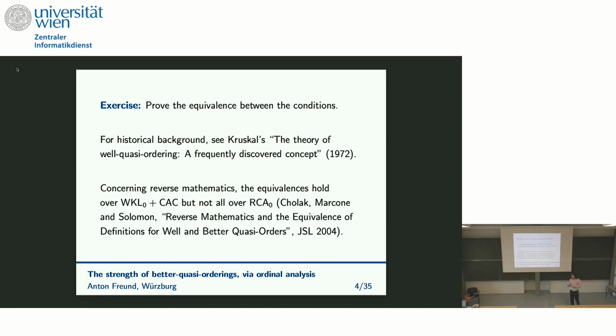A brief remark about reverse mathematics. That's not the focus in this first part, but if you're interested in that, these equivalences that we just saw, they do not all hold over RCA0. They are not all computably true, but you can prove all of them if you have Königs lemma and a chain-anti-chain principle, and you can find the details in this paper by Cholak, Marcone, and Solomon.